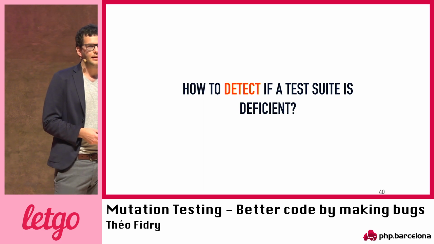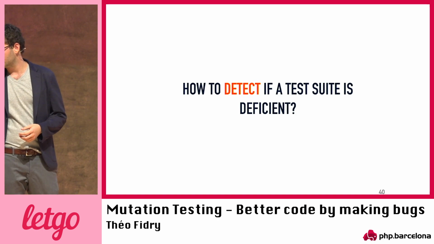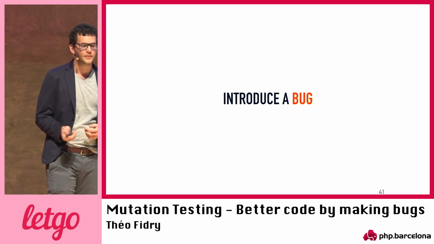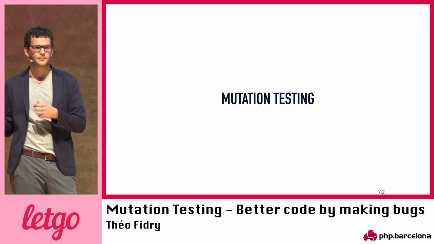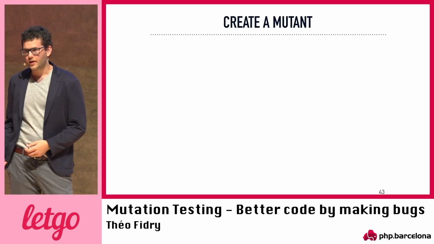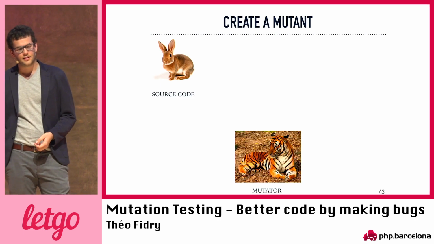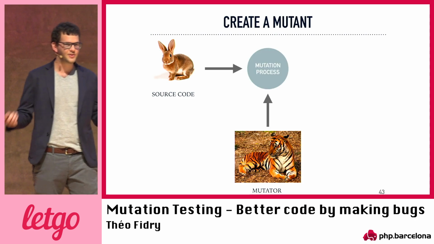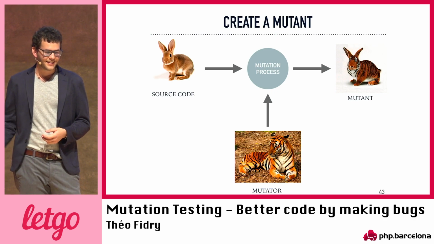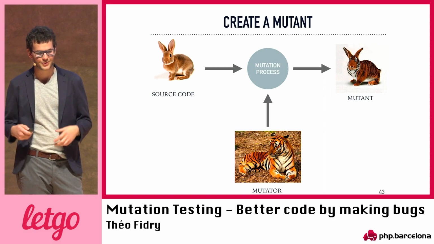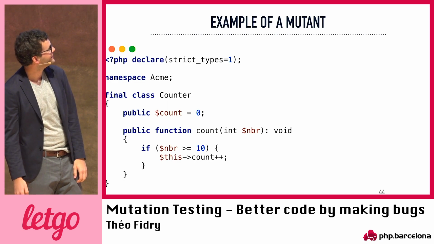So how do we detect that a test suite is deficient? Well, like we just did, by introducing a bug. And this is what mutation testing is about: automating that process. To present it another way, you take your source code, you take a mutator, and there is a mutation process going on, and you get a mutant. I love those pictures, but unfortunately they don't quite explain what's going on. So if we take our source code, yeah, it's a bit more boring.